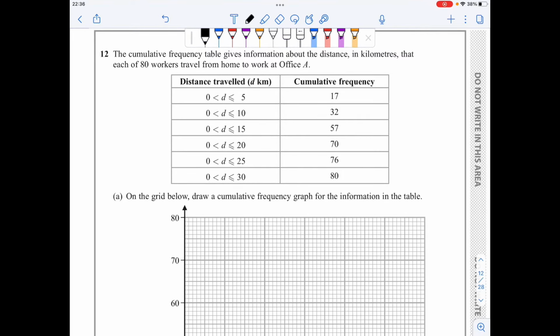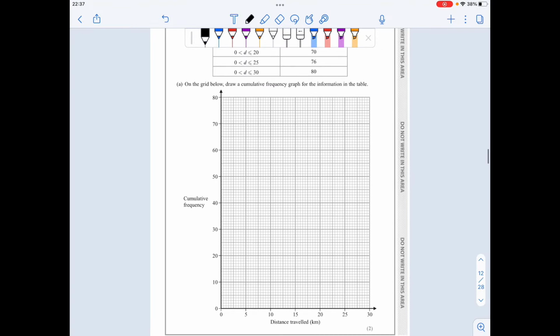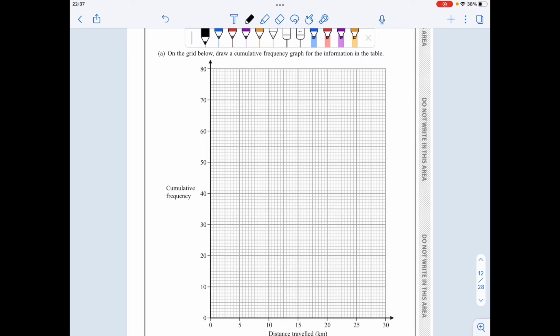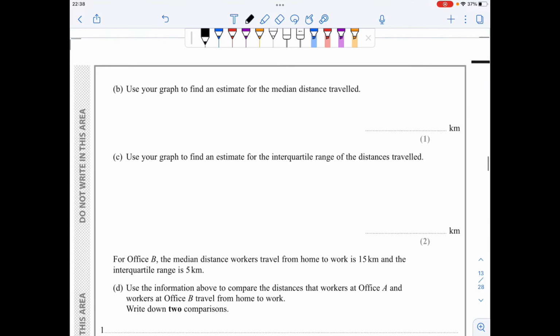In question 12, I'll need to plot these numbers on the x-axis with these numbers on the y-axis, and I will join everything to the origin because everything starts with a 0. So if I plot the points first and then join them either with a smooth curve or using your ruler with line segments. Then moving to part B, I'll need to find an estimate for the median distance traveled.